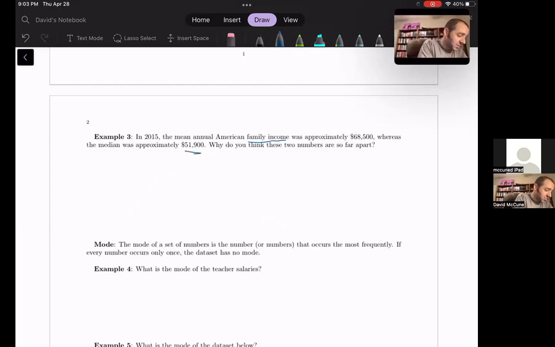So here, this 52,000 number, what that's saying is half of the families make less than that and the other half make more than that. It literally cuts the data in half. Whereas this is not literally cutting in half. It's trying to point to the center, but again, the wealthier people sort of pull it. So anyway, you can write something like what I just said to answer this question.